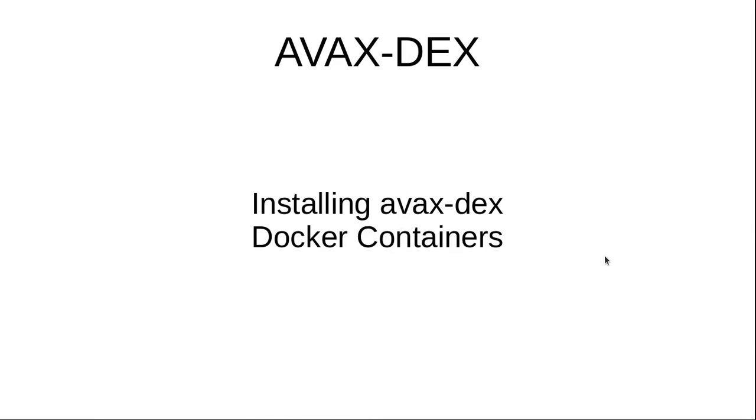This video is going to show how to install the AVAX-DEX. This is a decentralized exchange that allows users to trade tokens on the AVAX chain. So it's very important that you understand what the X chain is and how it's different from the C chain or the P chain on Avalanche, because right now trading tokens on the X chain is not that common.